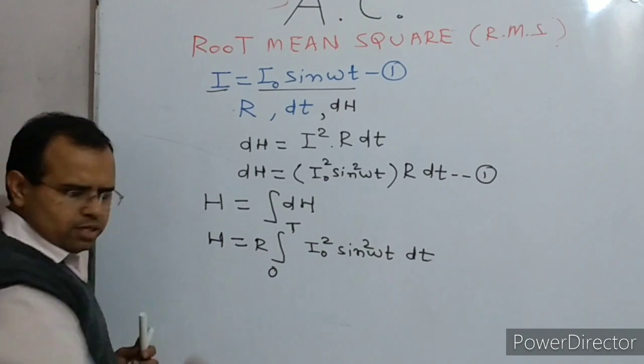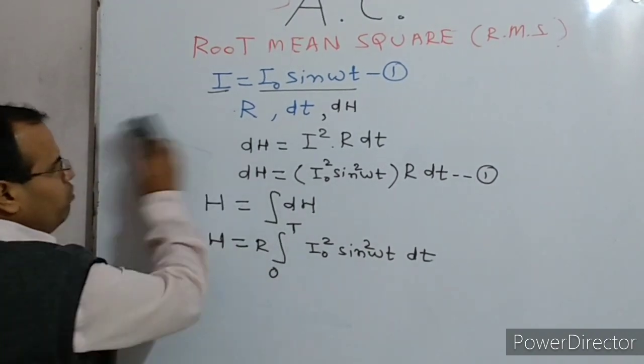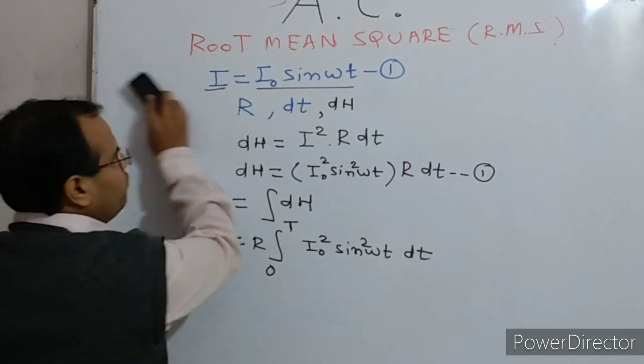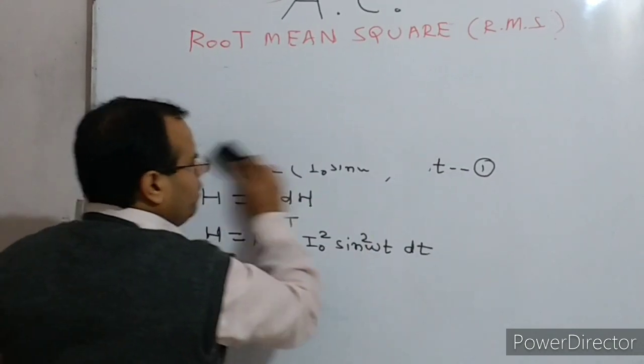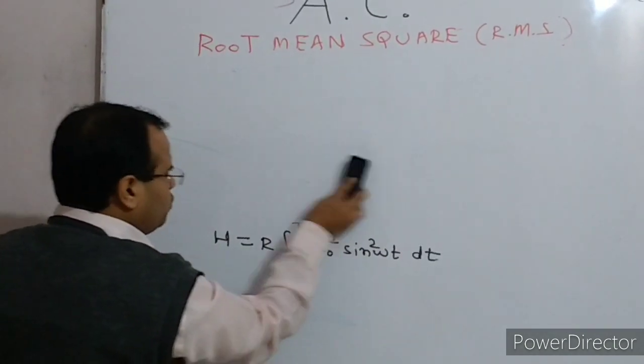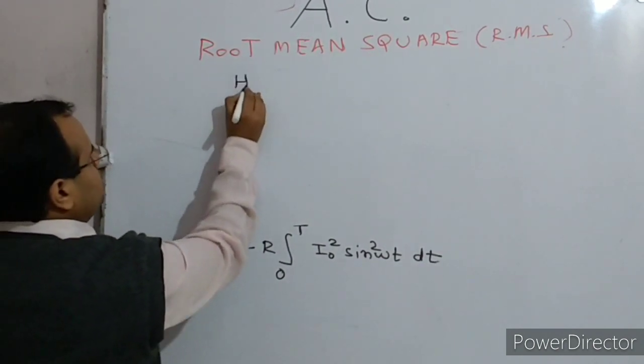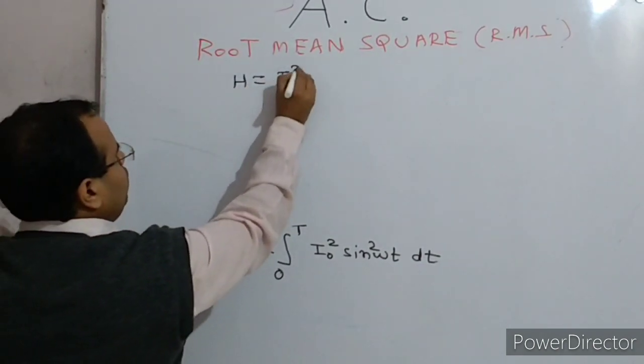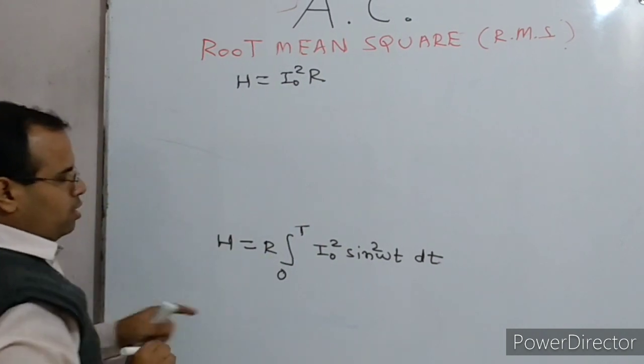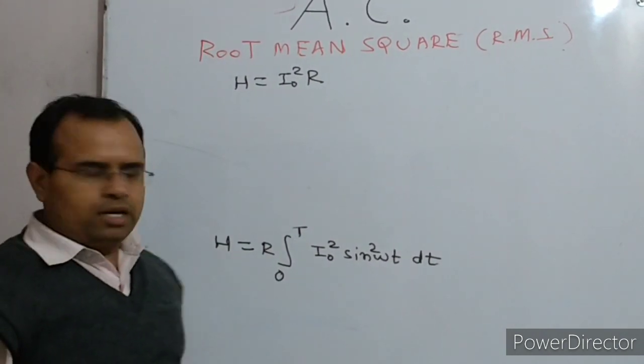Now we have to integrate this. I hope you have written this. When we integrate this, I naught square is constant, so we can write H equals I naught square R, and it is sine square omega t.